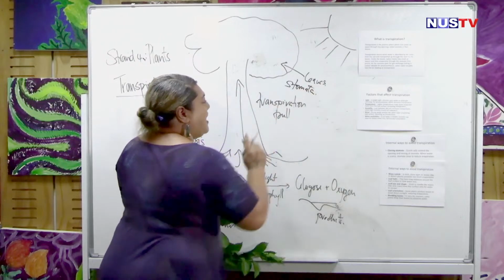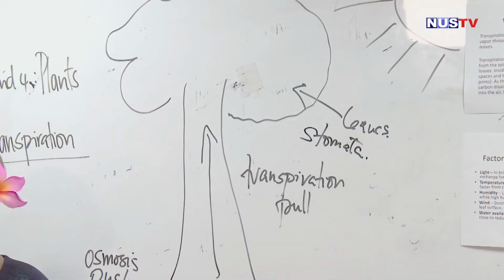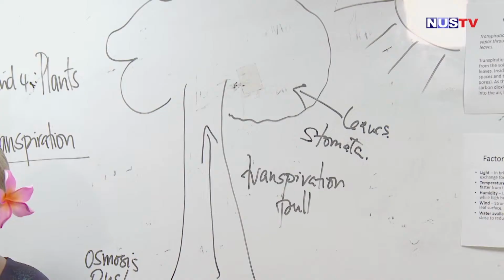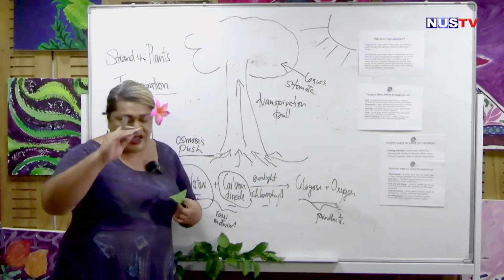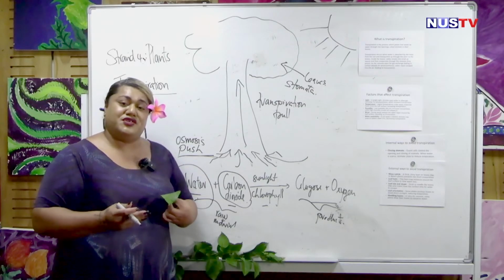Stomata is the opening where water is lost. At the same time, it is also used for gas exchange.